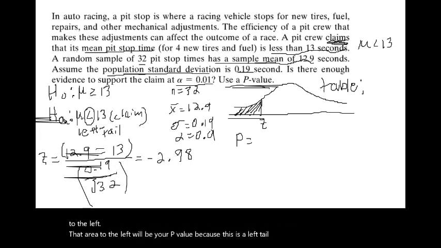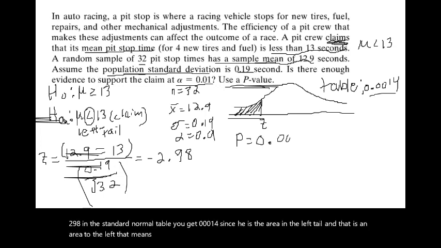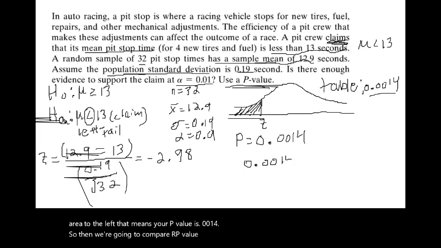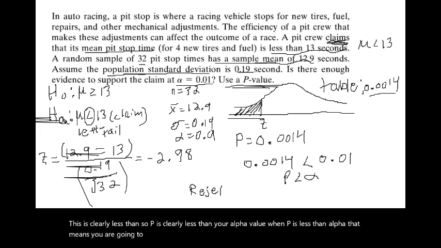So if you look up negative 2.98 in the standard normal table, you get 0.0014. Since P is the area in the left tail, and that is an area to the left, that means your p-value is 0.0014. So then we're going to compare our p-value, 0.0014, to our given alpha, 0.01. This is clearly less than, so p is clearly less than your alpha value. When p is less than alpha, that means you are going to reject the null hypothesis H0.